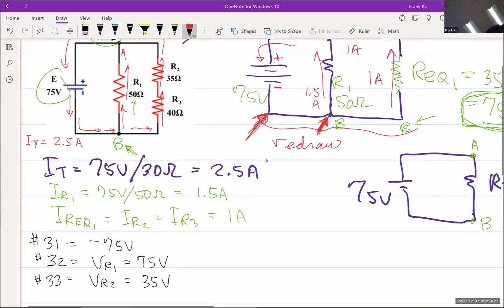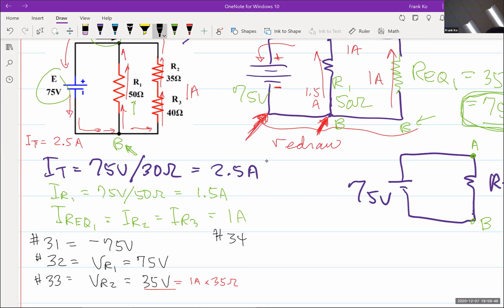You have 1 amp flowing through both of these resistors, flowing through the second branch. So 1 amp times 35 ohms will give you 35 volts. Okay, that's 1 amp times 35 ohms. That's how you get 35 volts. Okay, next question, number 34.